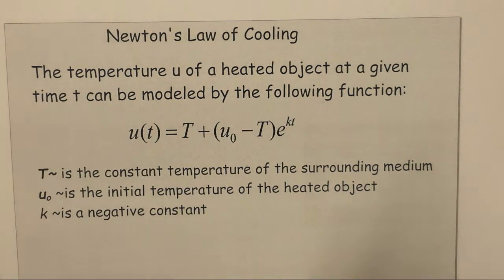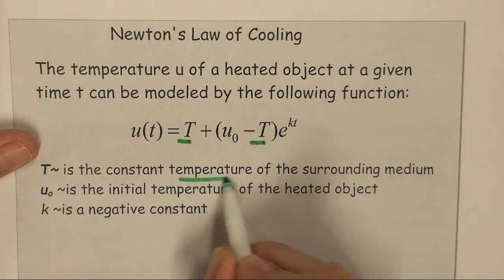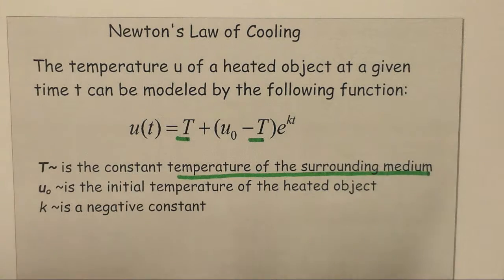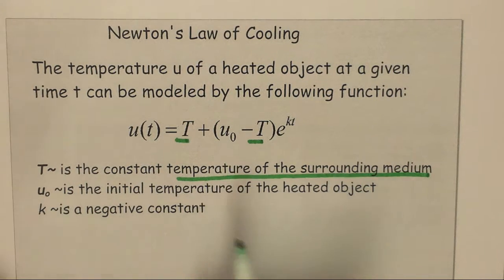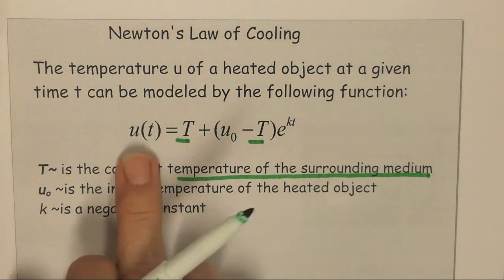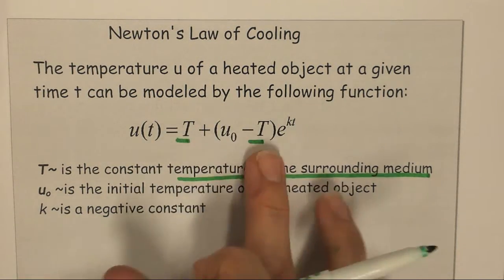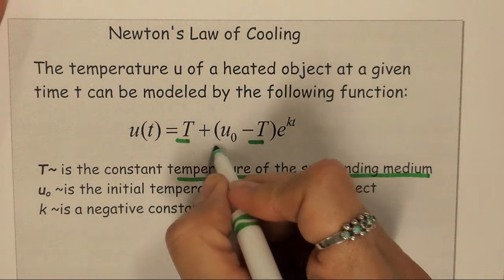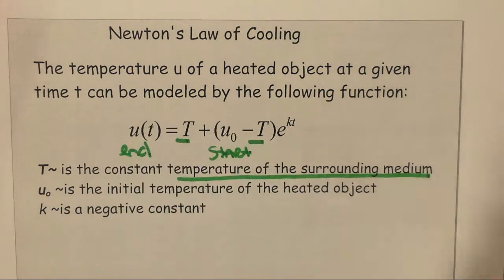Okay, so in order to do these problems, we have to know what each one of the letters mean. This capital T is going to be the temperature of the surrounding medium. That's usually the room temperature or the temperature of an oven, something that's going to be constant the whole time. The initial temperature, which is your U sub 0, is what the object was heated to before it started to cool. k is going to be a negative constant, and this U sub t is our new temperature. So starting temperature, temperature of the surrounding room, new temperature. This is where we started, the starting temperature. This is my new temperature, or you can call it the ending temperature.